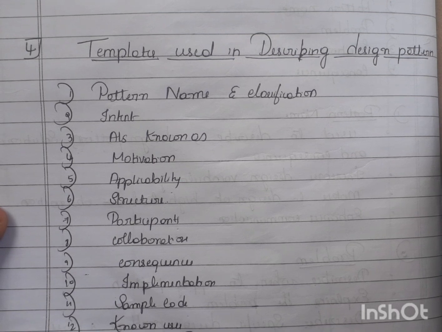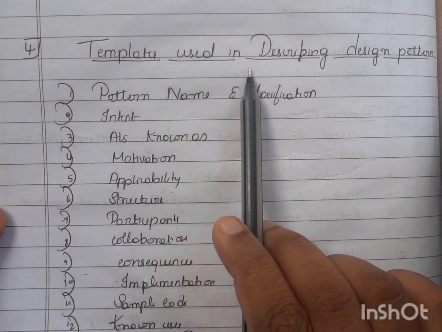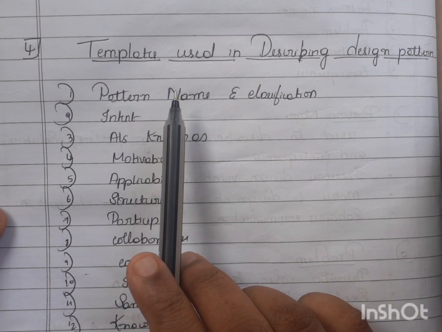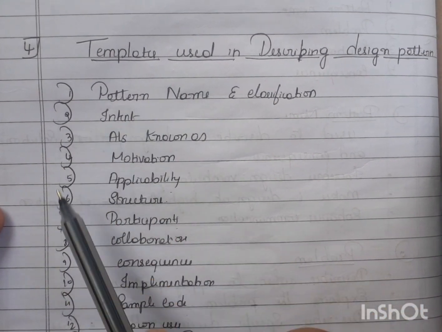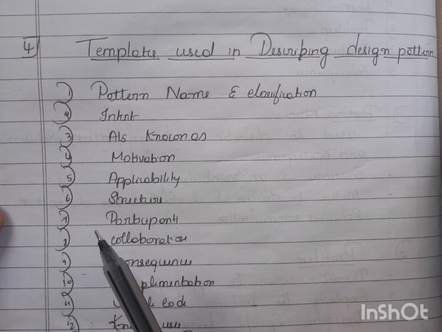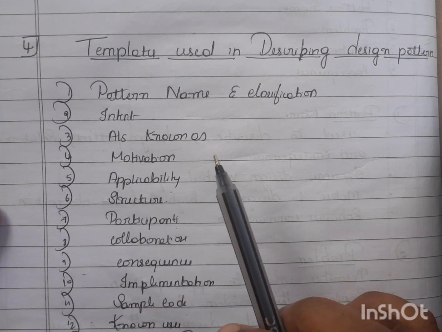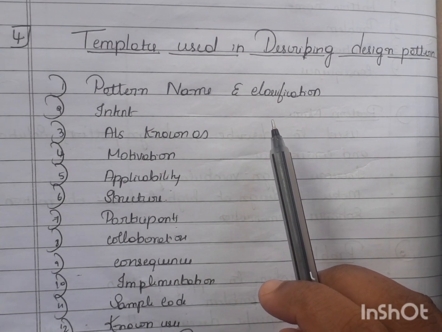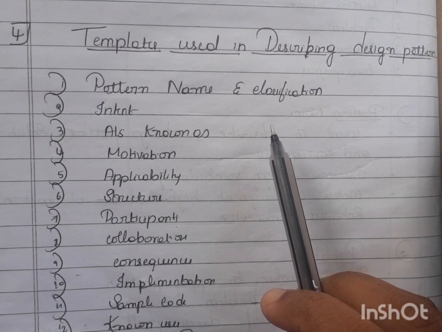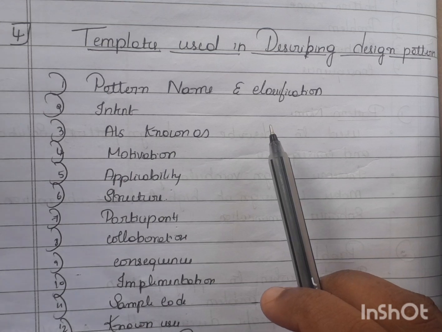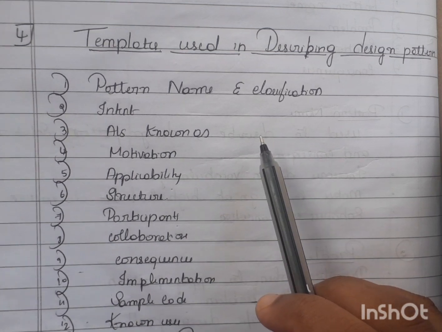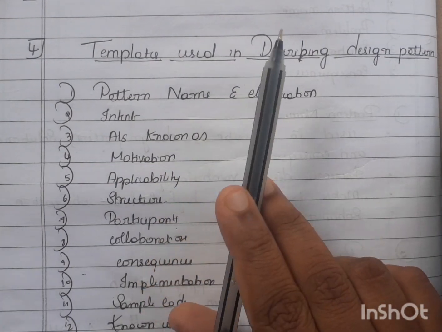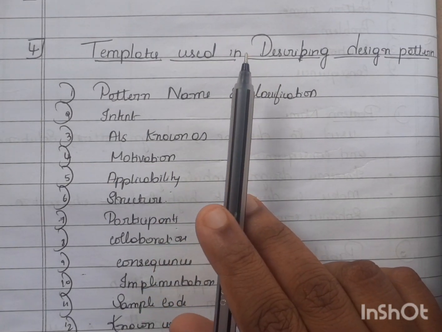So the question is: templates used in describing the design patterns. Before describing all the templates, let's understand what a template is. A template is nothing but a tool, a tool used for doing some performance or operations. Next, the tools used for describing the design patterns are templates.